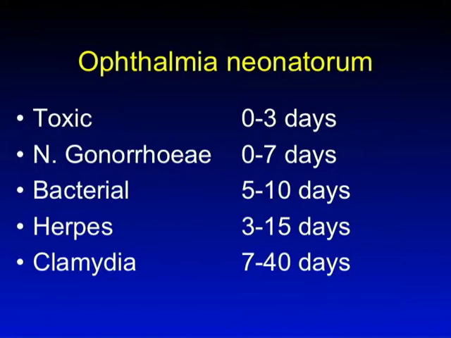Neisseria gonorrhoeae is in the first 7 days of life, very severe, extremely severe. Bacterial is usually in the first week. Herpes is later. The one that I want to mention and emphasize the most is chlamydia, because chlamydia is probably the most common disease that can be present at birth, acquired in the birth canal for these kids.